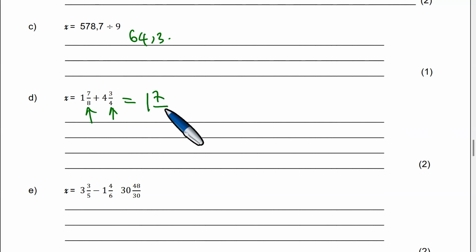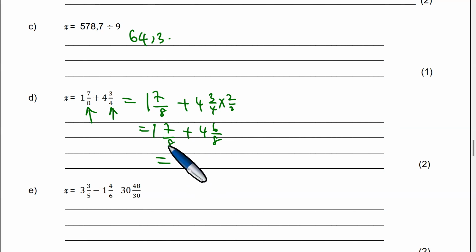You need to keep the first one as it is because 8 is the biggest. And then now you have 4. So you'd have 3 out of 4, and then you can multiply by 2 out of 2. Right. And then what you're getting is 1 and 7 out of 8 plus 3 by 2 is 6 out of 8. What is 1 plus 4? It's 5. 7 plus 6? 13.